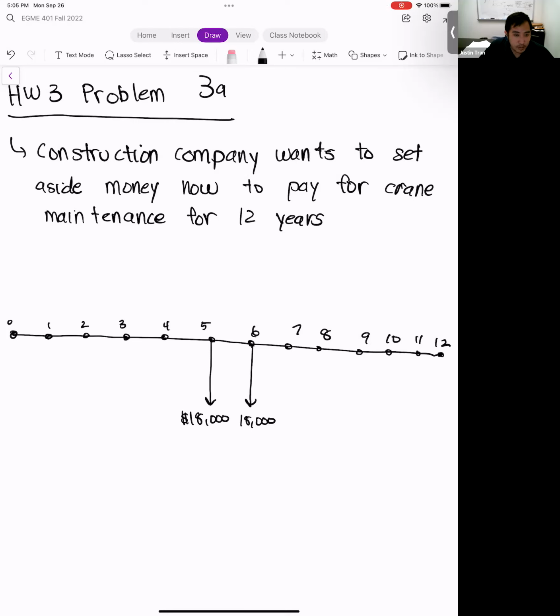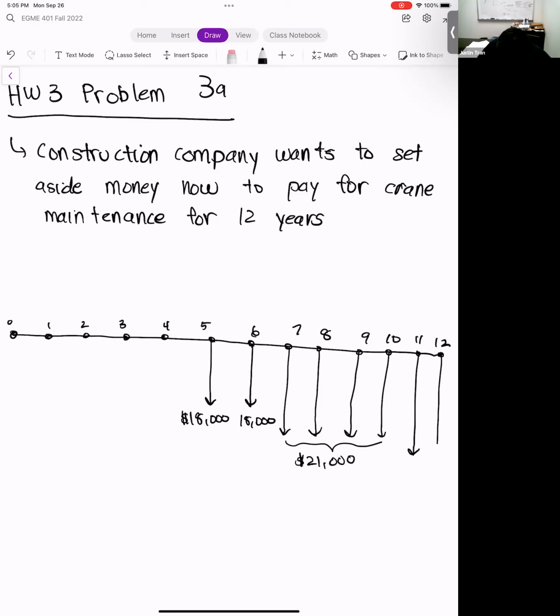The repair costs are going to increase to $21,000 per year in year 7 through 10. Okay, so all of these are going to be $21,000. And then finally, in the 11th and 12th years, we have a repair cost of $24,000 per year. Okay. I'm going to draw 2 arrows here. This is going to be $24,000.